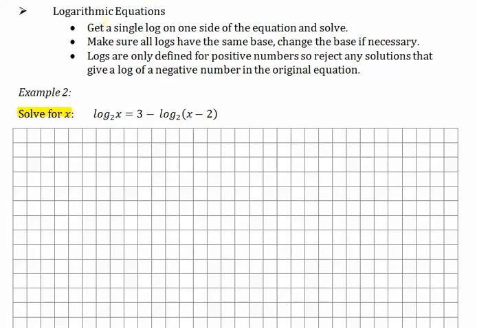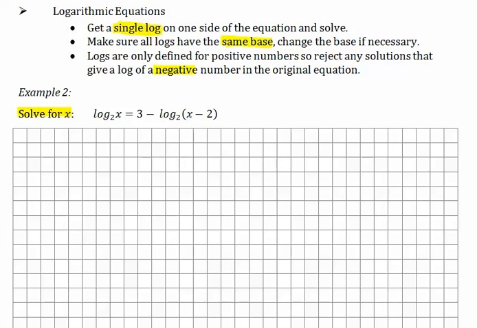Okay, and again the 3 points we're going to remember about log equations: to get a single log on one side of the equation and solve, make sure all logs are the same base, change the base if necessary, and logs are only defined for positive numbers. So we're going to reject any solutions that give a log of a negative number. Now that will come into play in this example, so we'll watch out for it later on.